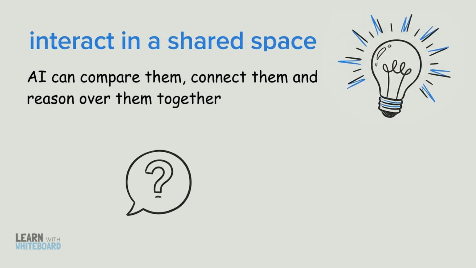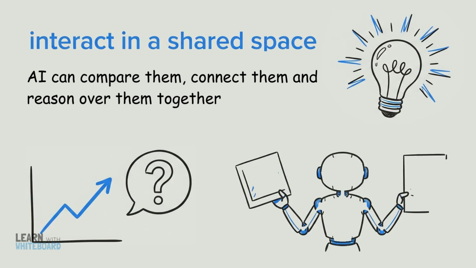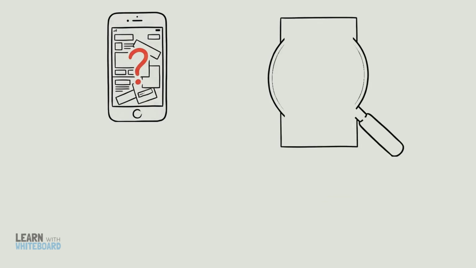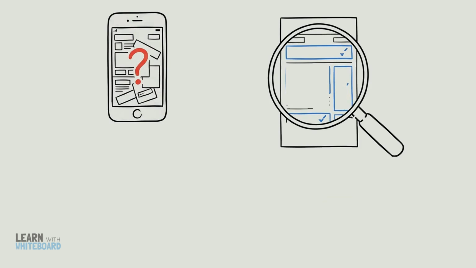For example, you can upload a chart and ask, "What does this trend mean?" The AI reads the visual pattern, connects it with your question, and explains the result in plain language. Or you can upload a screenshot and ask, "What's wrong with this interface?" The model can examine the layout, understand the text on the screen, and identify design problems at the same time.